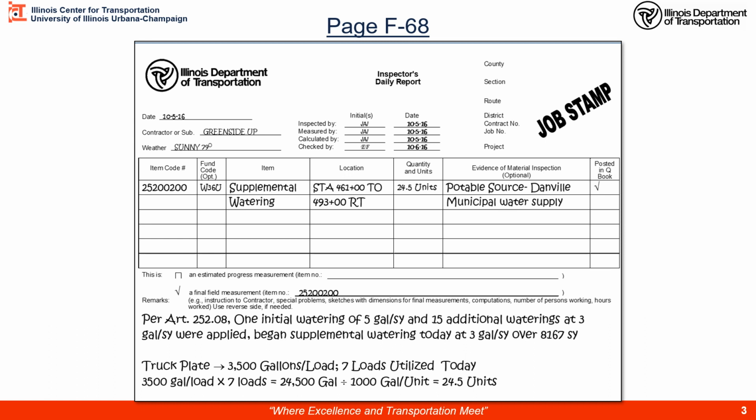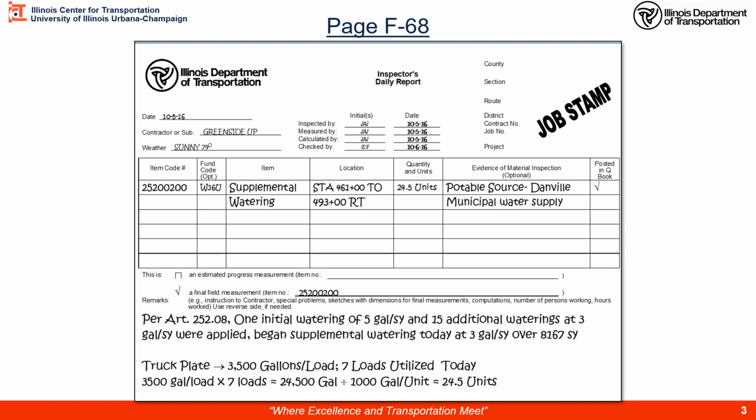Now the inspector noted here the Article 252.08, which is on sod watering, and basically repeated the specification for that watering, which is one initial watering of 5 gallons done within 2 hours of placement, and then 15 additional waterings at 3 gallons per square yard were applied. So that's incidental to the sod specification.